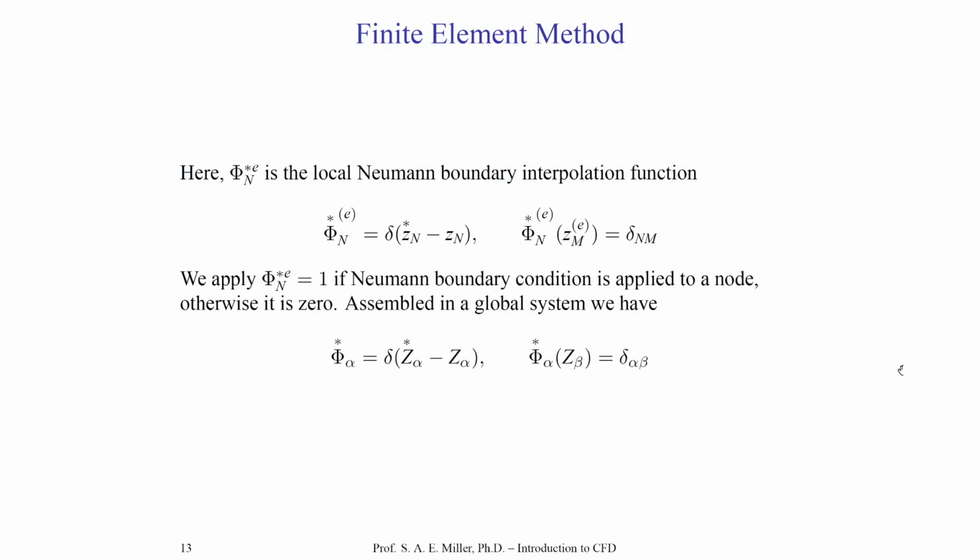Now, let us talk more about the Neumann boundary interpolation function. These can simply be written as direct delta functions about z of n. We'll apply phi of n for each element as 1 if the Neumann boundary condition is applied to a particular node. Otherwise, it will be 0. We will then assemble the global system as shown in the second equations on this slide.